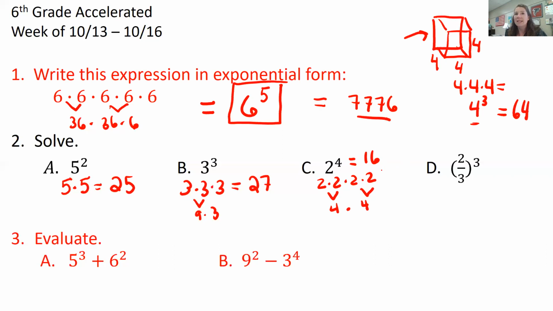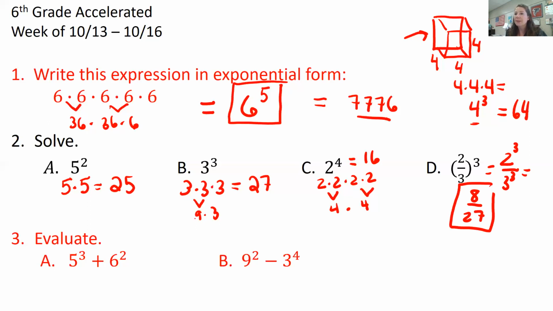All right, now letter D. So basically, we have 2 that we're going to raise to the power of 3 and 3 that we're going to raise to the power of 3. So when I write this without my parentheses, I'm going to think of this as this problem right here. So 2 times 2 times 2 is 8. And we already know that 3 cubed is 27. So that is (2/3) cubed. (2/3) to the 3rd power is 8/27.